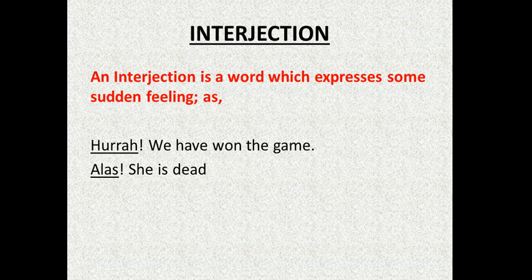The last but not the least part of speech is interjection. An interjection is a word which expresses some sudden feeling, as in: Hooray, we have won the game! Alas, she is dead! So, words like hooray and alas express feelings. What are these? These are interjections. And after these words, what do we use? The exclamatory mark is used. So, these are called interjections.